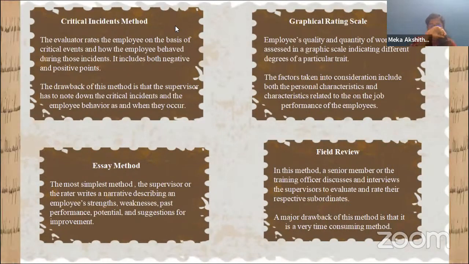Then comes the critical incidents method. In this method, there are some important situations or scenarios in the organization. During those critical situations, how did the employee behave? Whether the insights and ideas the employee gave in that particular situation were effective, whether they resulted in positive or negative outcomes, whether the employee's performance in those situations was effective or not.